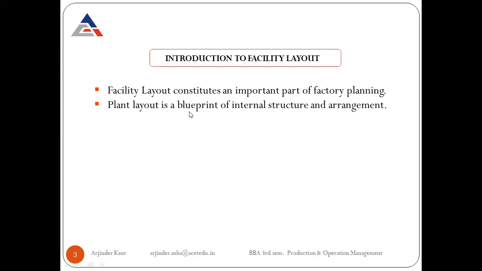So plant layout is a blueprint of internal structure and arrangement. So what is meant by this? Generally, whenever we have to construct a house, we just draw a map for this, which basically tells us where should be our bedrooms, where should be the kitchen, where should be the bathrooms, where should be our living area. So it gives us a blueprint of each and everything of the internal structure as well as the external structure of the building. So plant layout is similar to that.